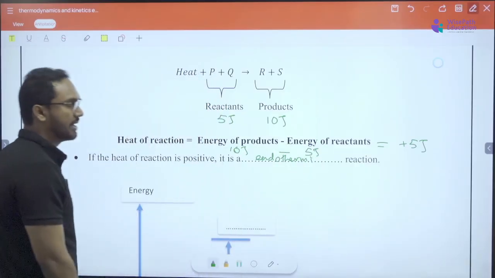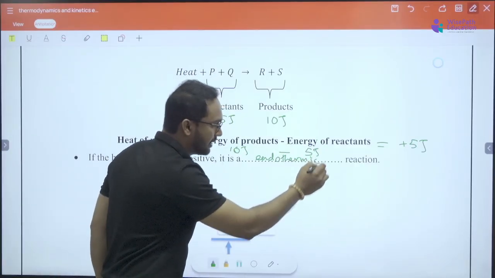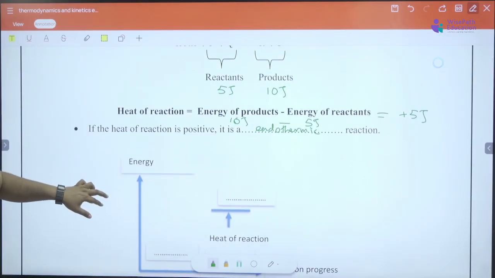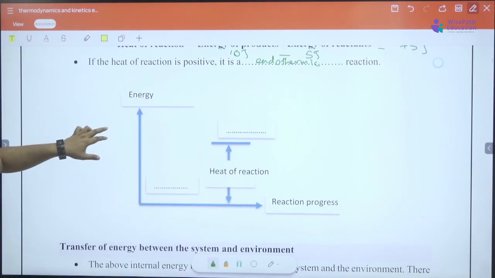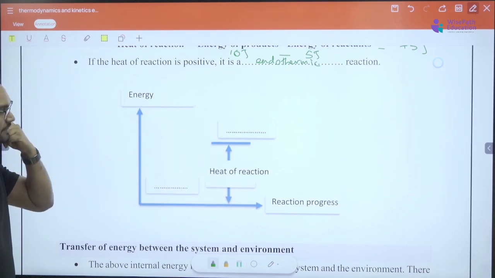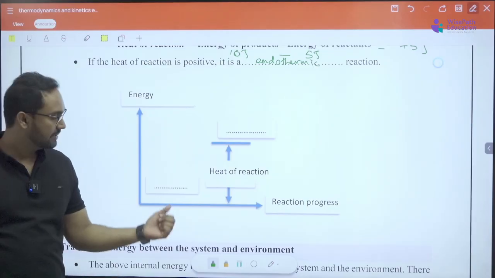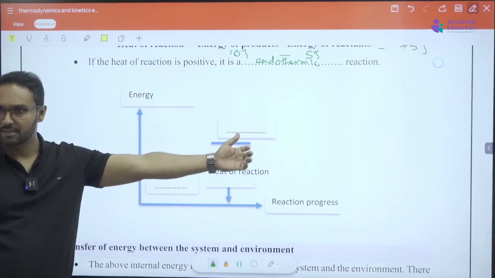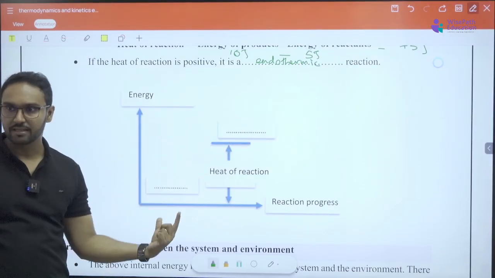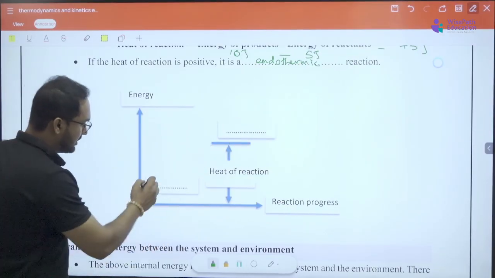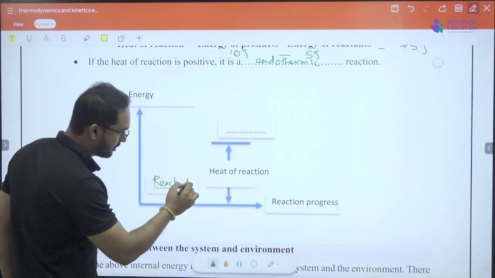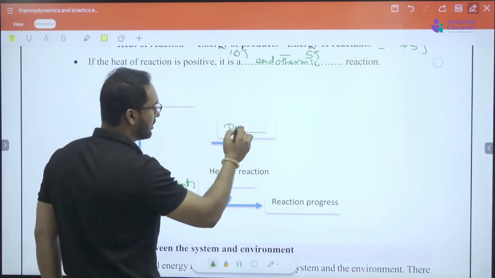It is an endothermic reaction. And now we have to draw the graph. So how do you draw the graph? Now you tell me which is reactants, which is products. Which one is reactants? This one. This is reactants. This is products, because the product has more energy, reactants has less energy. So this is reactants, and this is products.